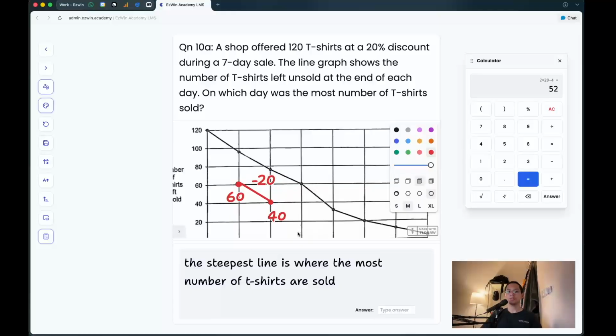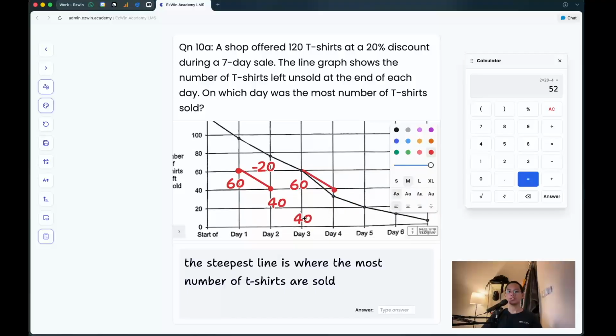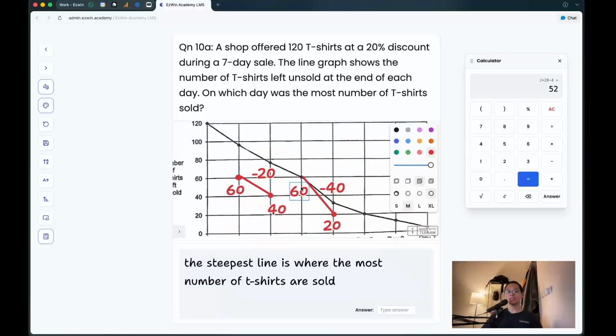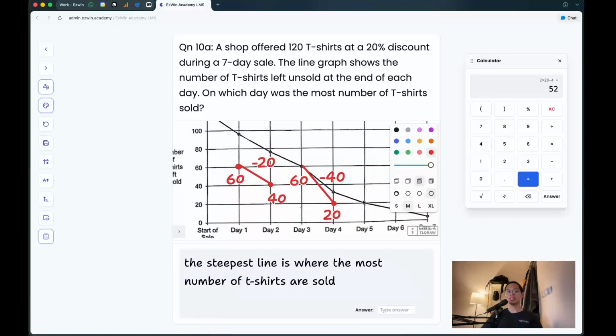So from here, if I were to have the same example, but this time the slope will be even further, that means steeper, which is 2 boxes steep like this. So from 60 to 20, that means we minus 40. So the steeper the slope, the more shirts we sold. So over here, which one did we sell the most? You could see that the steeper slope is from day 3 to day 4 in this case, which is the one that's being sold the most.